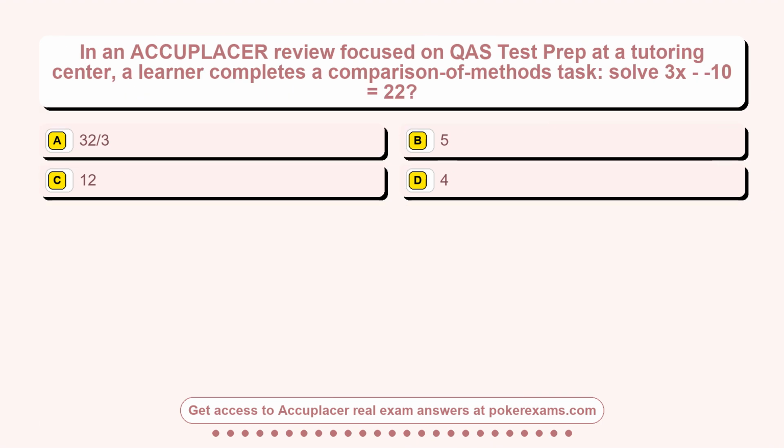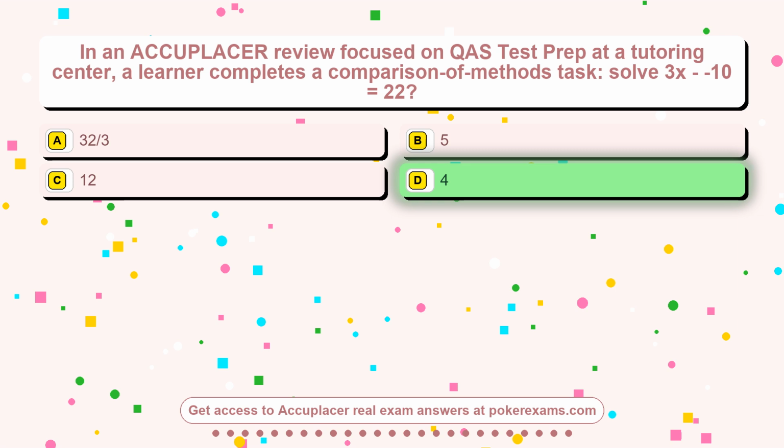Question 23. In an Accuplacer review focused on QAS test prep at a tutoring center, a learner completes a comparison-of-methods task. Solve 3x minus 10 equals 22. Option A, 32/3. Option B, 5. Option C, 12. Option D, 4. The correct answer is option D, 4.